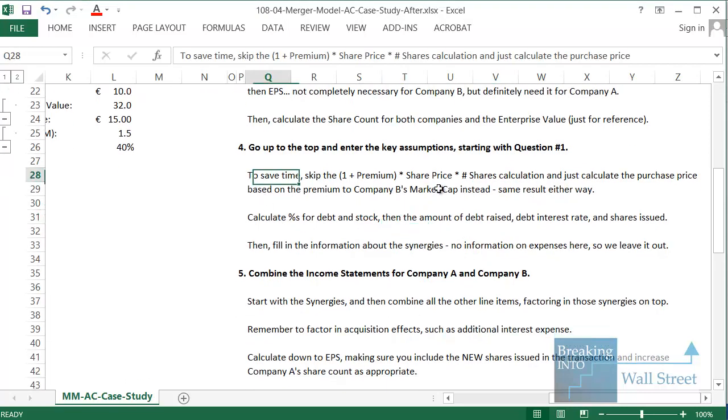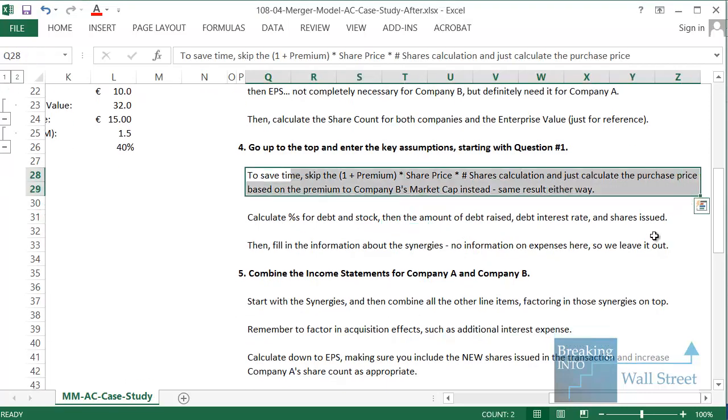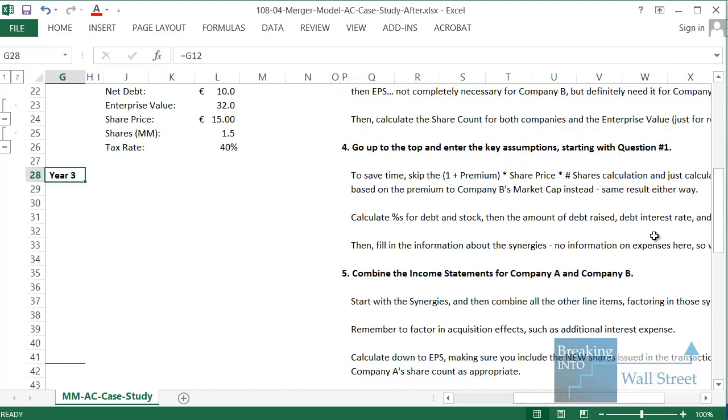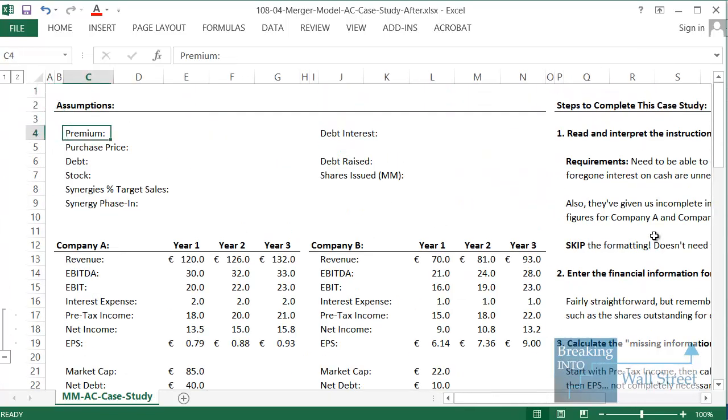To save some time here, although the question is framed in terms of premiums to company B's share price, if you think about it, we can just look at it in terms of the premium to their market cap instead, because company A has to acquire all of company B's shares. So really, it makes the same difference either way, and we save some time by just looking at the premium to company B's market cap instead. Let's go up and fill in this information now.